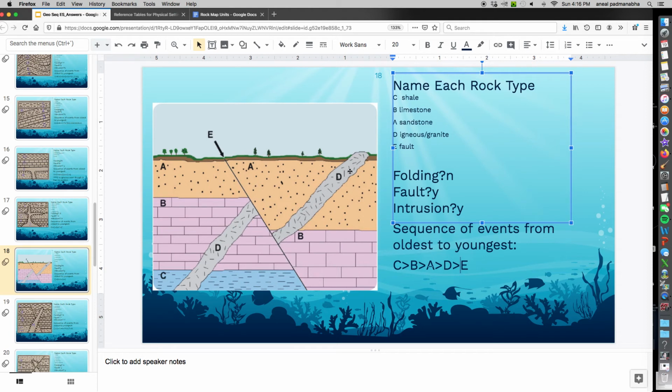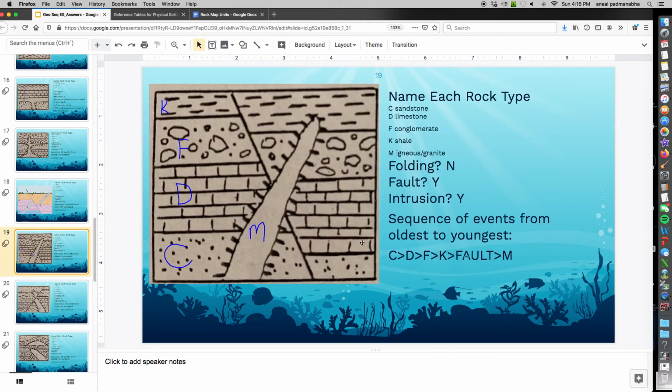But we know that this is an igneous intrusion. This would all be baked along here. But we do know that the fault is the last thing because it breaks through everything. We can also assume that underneath this B, there is this layer C. It's just cut off from the picture. So here's an example of what's happening in this diagram. On this one right here, C, D, F, K, then the fault, and then you have the intrusion coming right here with this contact metamorphic zone all in there.